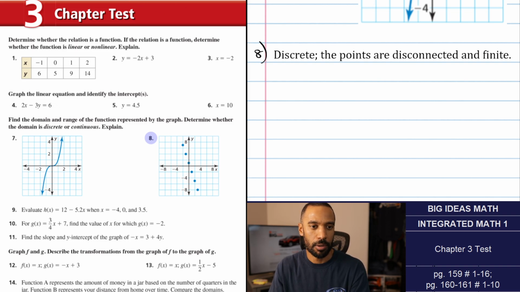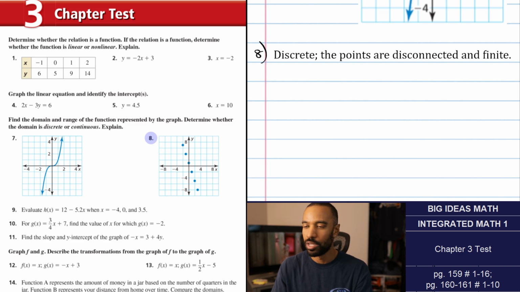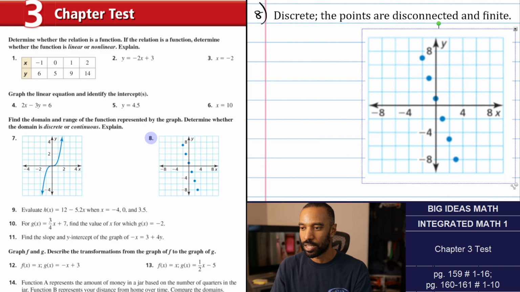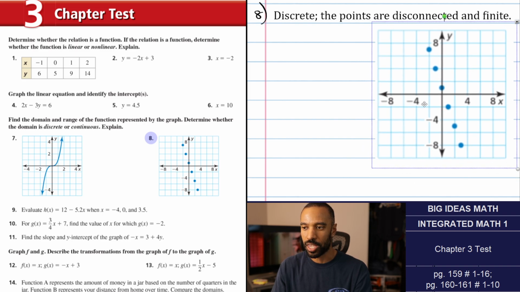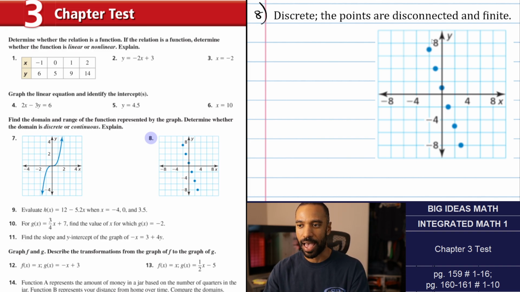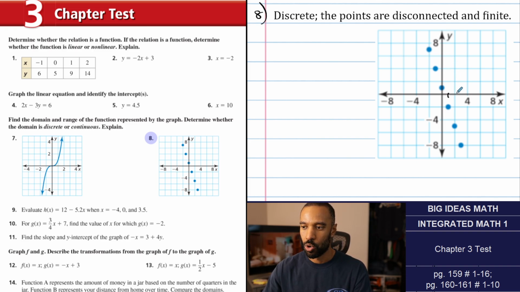Now, the tricky part about number 8, which I guess I should copy and paste, is this graph is scaled by 2's because I see a 4 that's 2 over, and I see, like this. So these are scaled by 2's. So when you see these values here that look like they're at half marks, that actually is 1. This is 1, 2, 3, 4, etc. So just be careful when it comes to that.